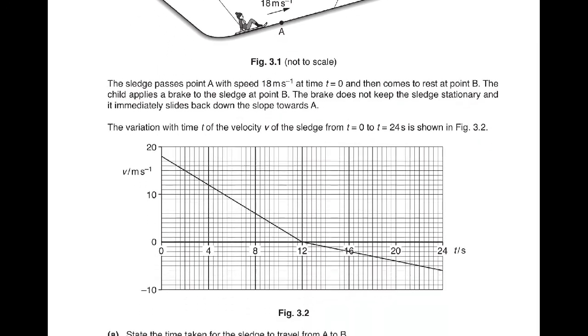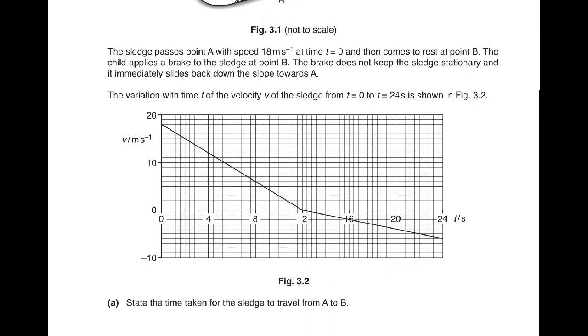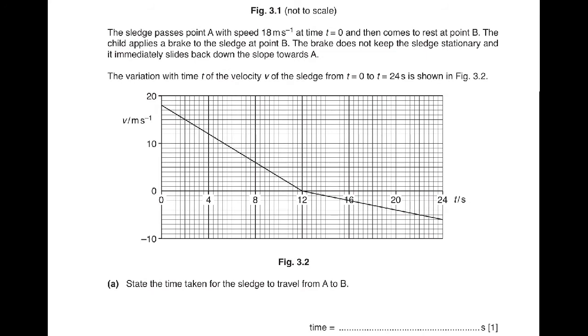Let's have a look at the graph, what it tells us. Well, you can see here at t equals 0, we start at 18 meters per second, and the speed gradually decreases to 0 at 12 seconds when it stops momentarily at B. And then the speed starts to increase again, but in a negative direction as it slides back down the slope towards A. Okay, the first part we're asked is the time taken for the sledge to travel from A to B. Well, B is where it stops momentarily, where the speed reaches 0, so it's this 12 seconds here.